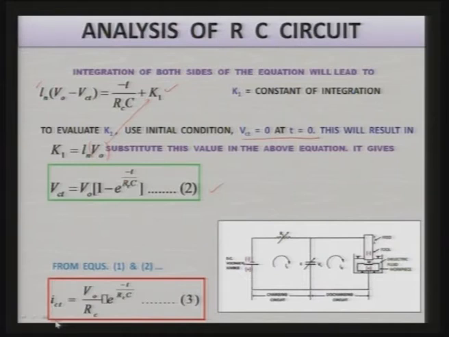From equation 1 in the earlier slide and this equation 2, if you use both these equations, then you can also calculate the current I_c(t), that is given by V_0 over R_c times e raised to power minus t over R_c C. So, we can calculate both V_c(t) and I_c(t).